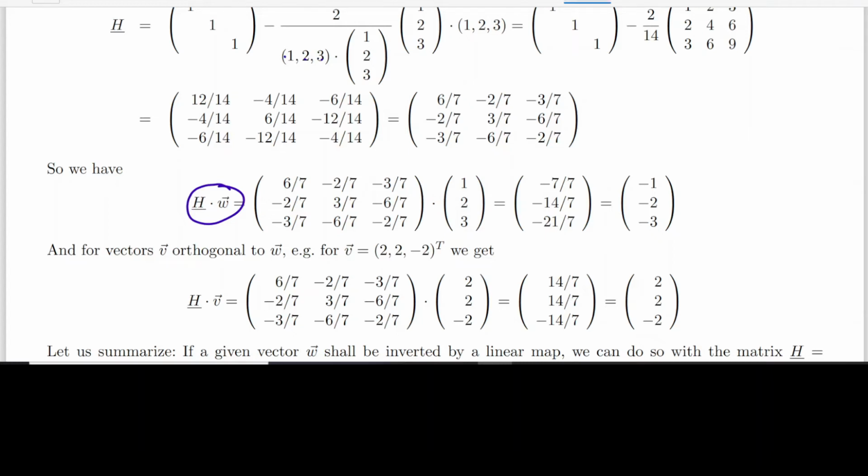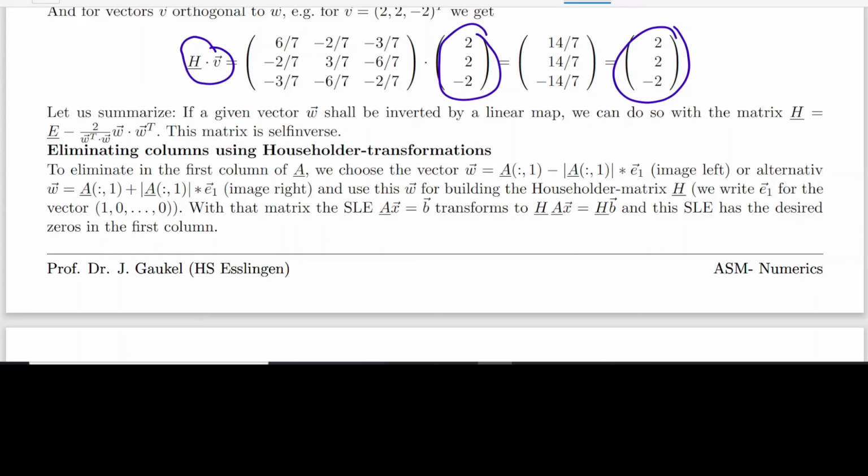And what is the result? Okay, let's multiply. 2 times that is 12 divided by 7, minus 8 divided by 7, plus 6, so it's 14 divided by 7, which is 2. Then this entry, how do we get? Minus 4 divided by 7, plus 2 divided by 7, plus 12, 14 divided by 7, which is 2. And now this entry, 2 times that, minus 6 divided by 7, minus 12 divided by 7, so minus 18 divided by 7, plus 4 divided by 7, so it's minus 14 divided by 7, which is indeed minus 2. So in total, H times v is v. So H has the properties we proved that it has.